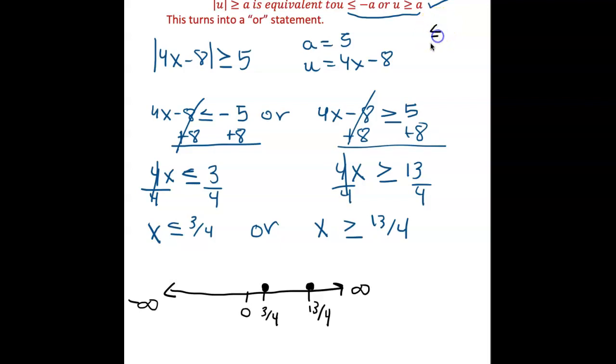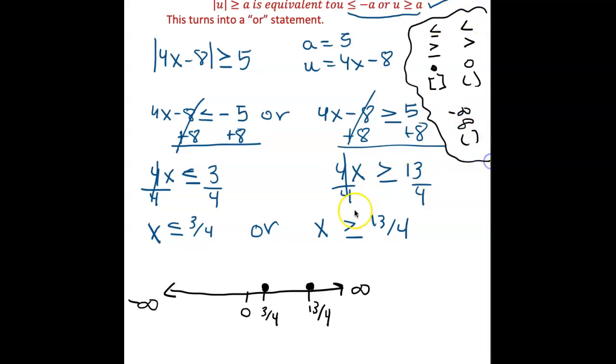When is this or this? Close dot, bracket. When is this or this? Open dot, parentheses. And then the infinities always get parentheses. Okay, just in case you forgot.